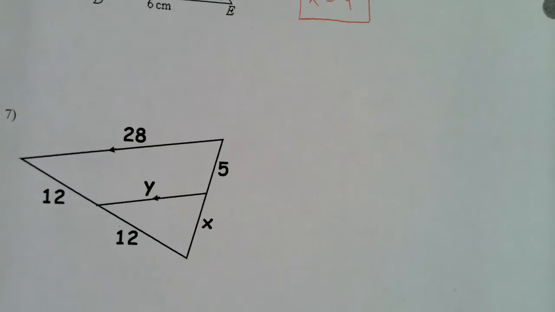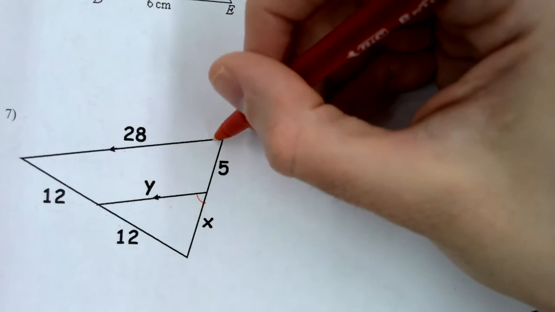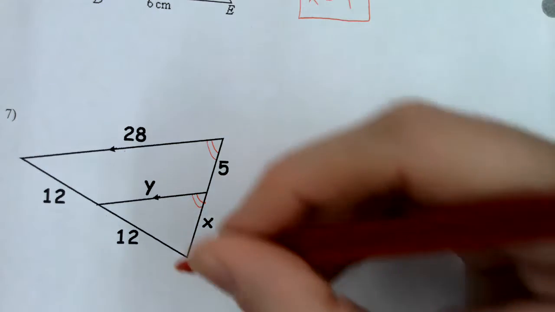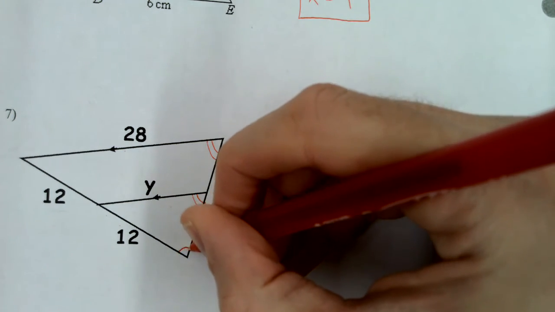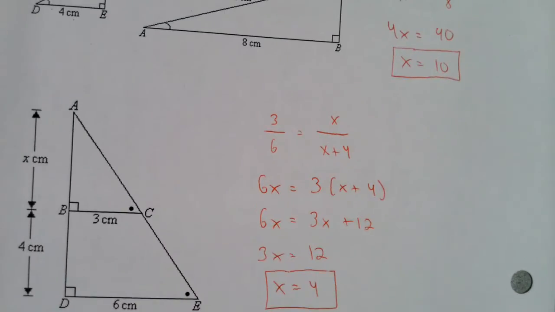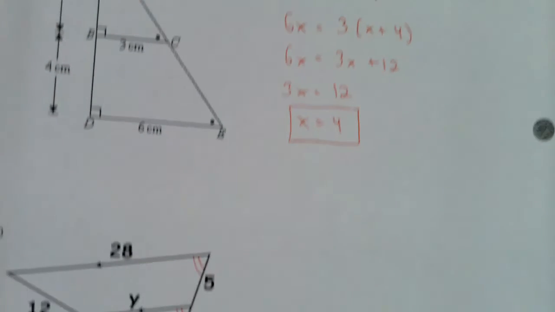Okay. So again, the reason why this is similar is because these lines are parallel. So it means this angle is a corresponding angle with this angle. And this angle up top is in common to both triangles. So we have angle-angle similarity. Same thing with this last one. Angle A was in common to both. So we had angle-angle similarity.